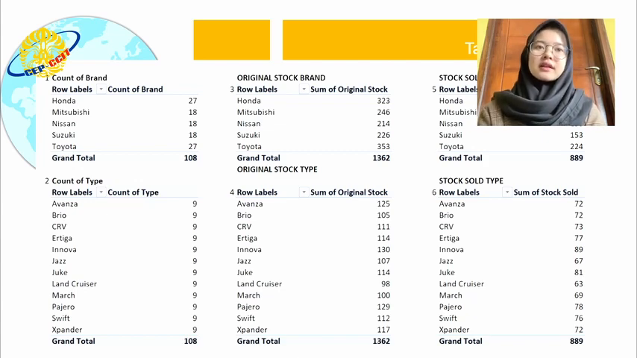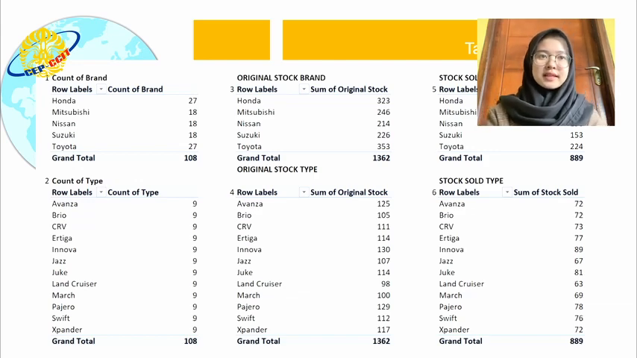And the sixth pivot table is stock sold type. We can see that the lowest sum of stock sold is Jess with 67, and the highest one is Innova with 89.